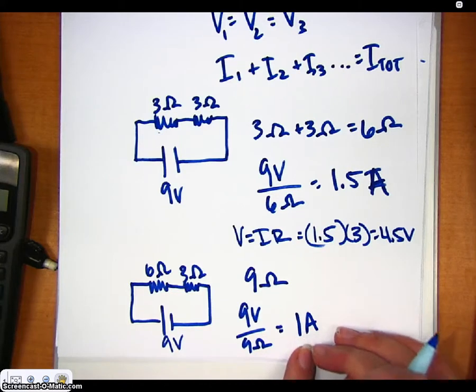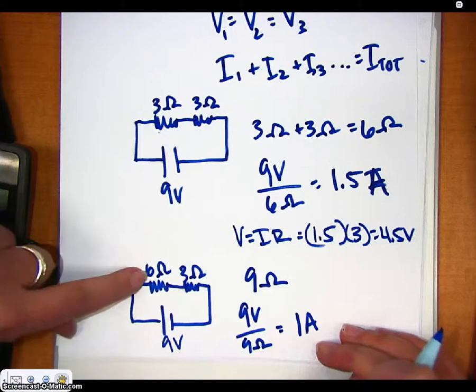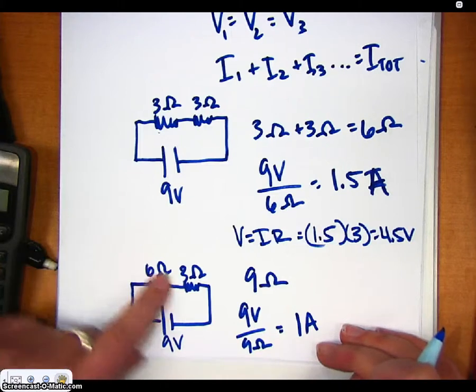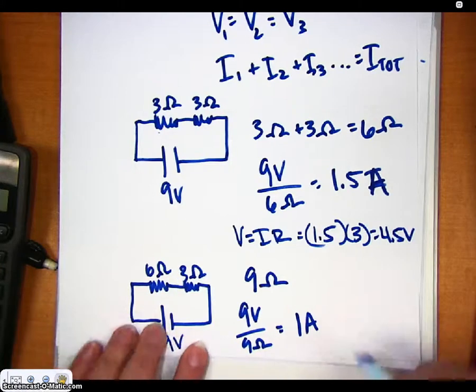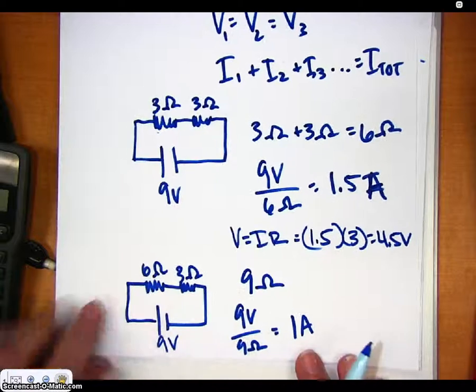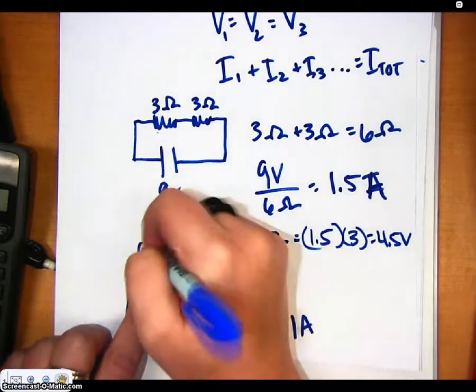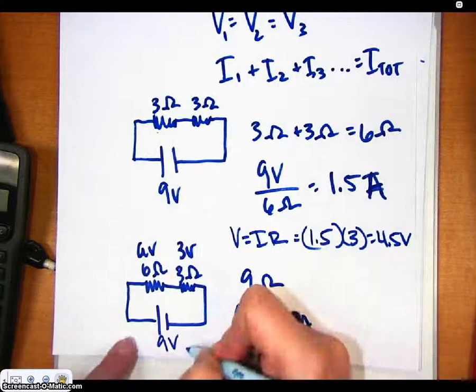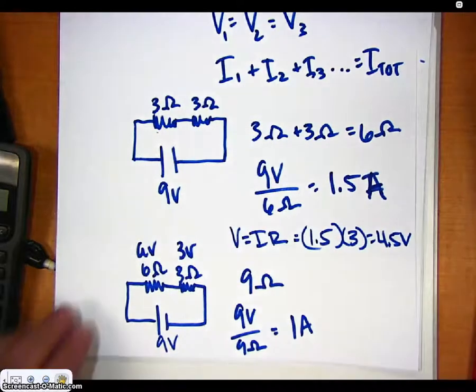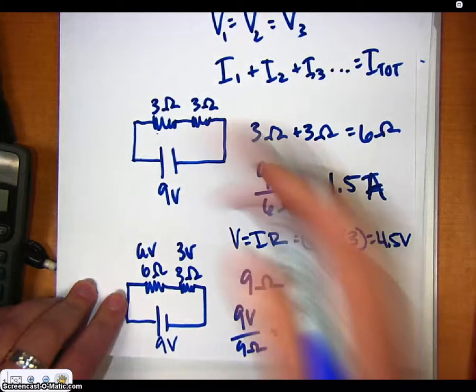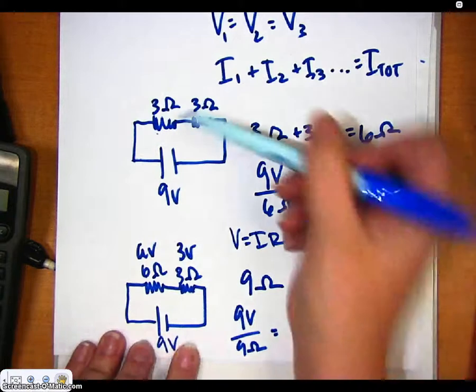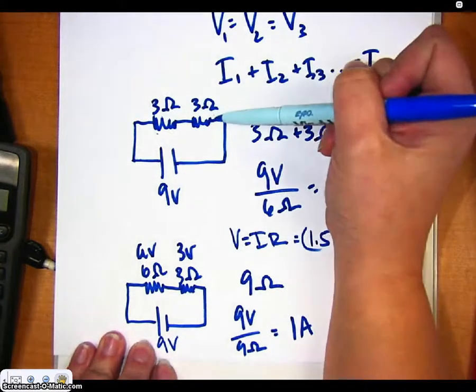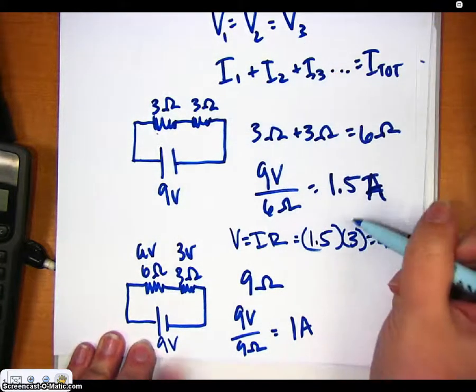Now if I wanted to see how much voltage was used here versus here, then I would just do V equals IR again. So 6 times 1, that would be 6 volts. 3 times 1, that would be 3 volts, for a total of 9 volts. Okay, now let's do sort of the same scenario, but instead of a 3 ohm and a 3 ohm in series, let's put them in parallel.